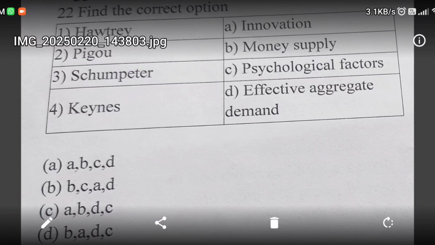According to Schumpeter's innovation theory, cycles occur because of innovations which take place in the system from time to time. According to Keynes, the fluctuations in economic activities are due to the fluctuations in aggregate effective demand. So B is the right answer. BCAD, B is the right answer.